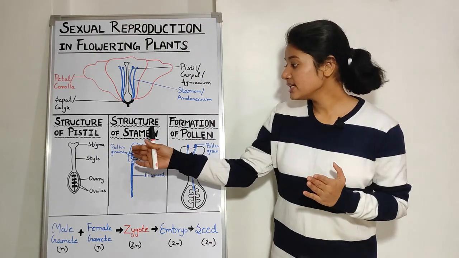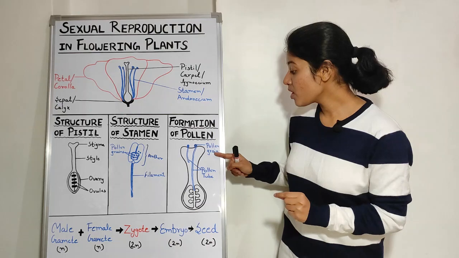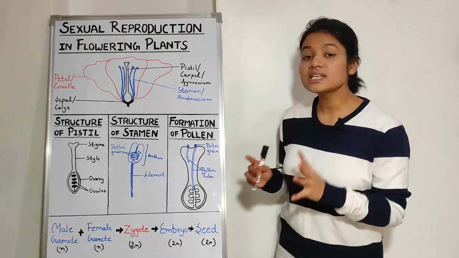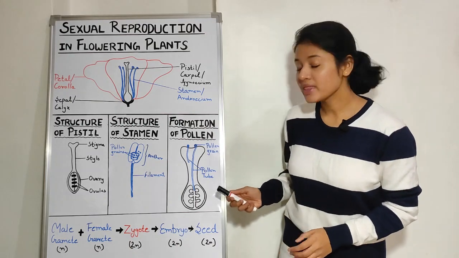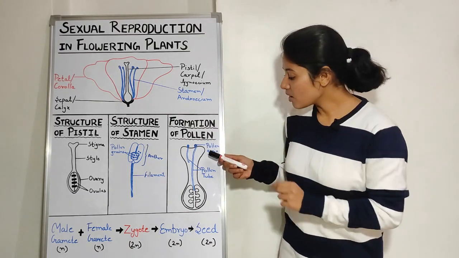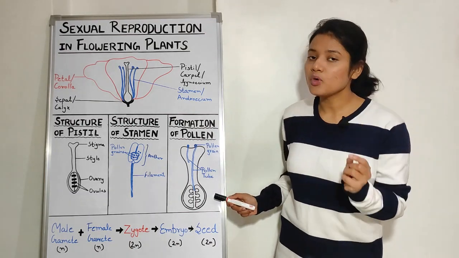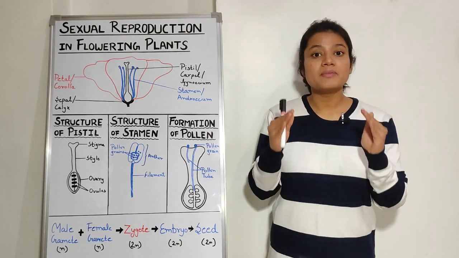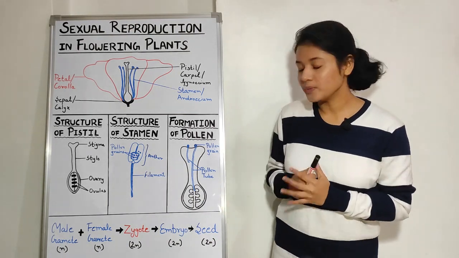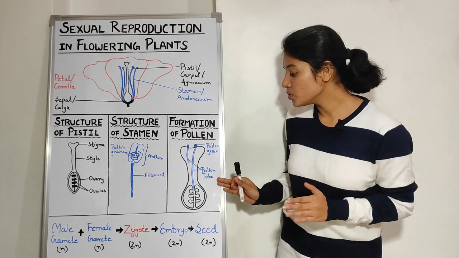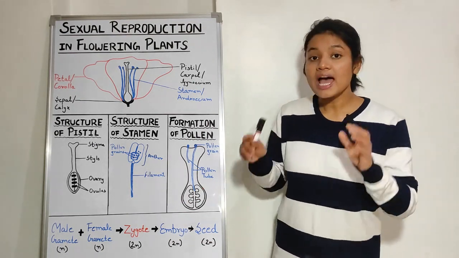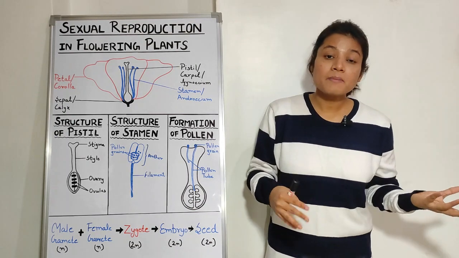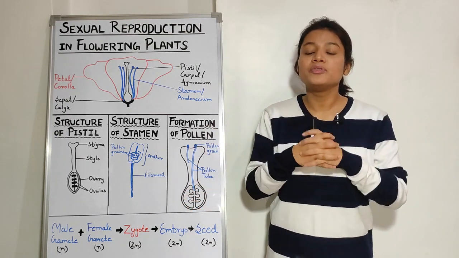When the pollen grain reaches the stigma of the pistil, it forms a new structure. The name of the new structure is pollen tube. This tube runs down the style and reaches the ovary, and in the ovary it makes a connection with the ovule. Now through this pollen tube, the male gamete travels and reaches the ovule, and in the ovule the male gamete and the female gamete get fused.